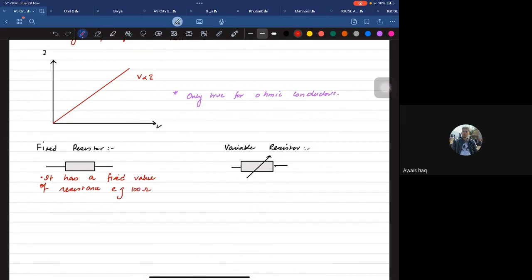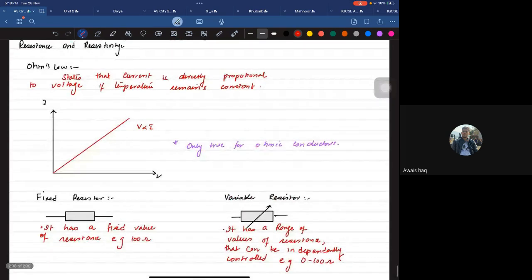And variable resistance means that it has a range of values of resistance that can be independently controlled. Variable resistors are everywhere. Like the one that you use to increase the speed of your fan, you turn it, that's also a variable resistor. So you can write this down, and if you have any questions, do let me know.